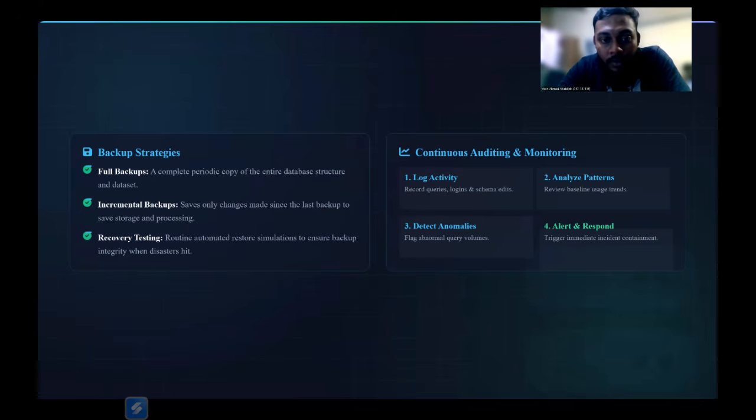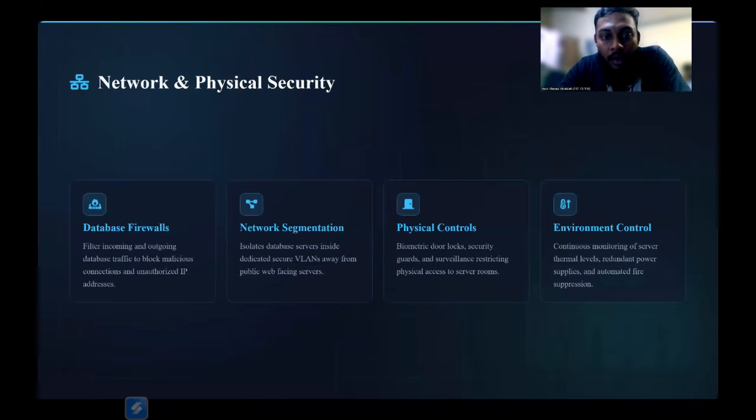After that, we will talk about network and physical security. Next slide. Here is the database firewall, which controls incoming and outgoing traffic from public networks, making them more secure. Then physical controls protect the actual server room using things like biometric locks, security guards, and surveillance cameras. Finally, environmental controls protect the servers from physical problems.